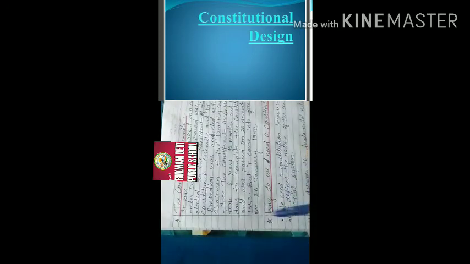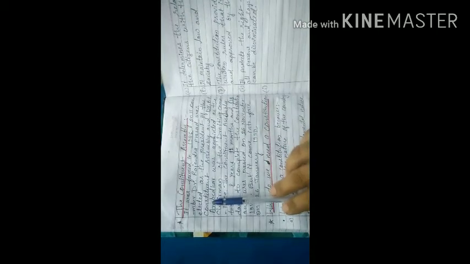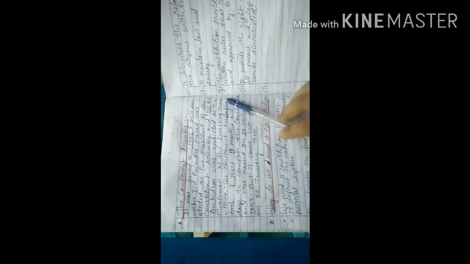Now let's move on to the topic Constituent Assembly. It was formed on 11 December 1946. Rajendra Prasad was elected as the president of this Constituent Assembly, and Dr. Bhimrao Ambedkar was appointed as the chairman of the drafting committee, and he is also known as the father of the Indian Constitution. The Constituent Assembly took 2 years, 11 months and 18 days to complete the constitution, and it was passed on 26 November 1949, but it came into force on 26 January 1950.